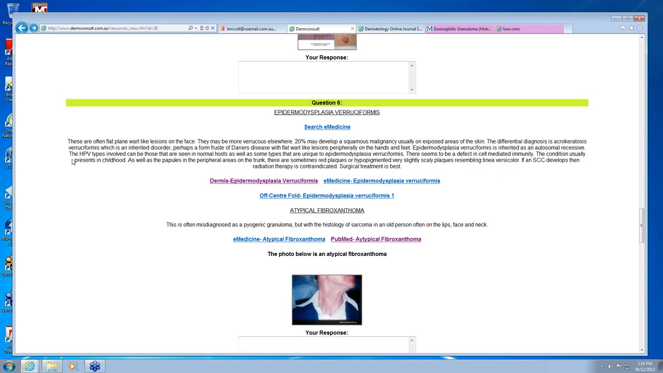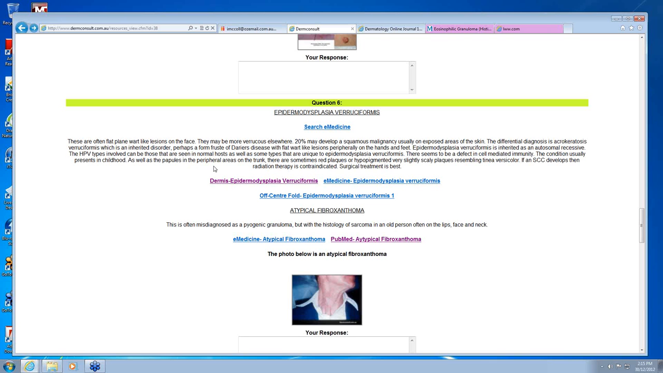Differential diagnosis: acrokeratosis verruciformis, usually acral, warty-like lesions, similar to those that you see in Darier disease. We said this might be a forme fruste of Darier. We said epidermodysplasia verruciformis is inherited as an autosomal recessive. The HPV types involved can be those that are seen in normal hosts, as well as some types that are unique to this condition. And these patients seem to have a defect in cell-mediated immunity. The condition usually presents in childhood.